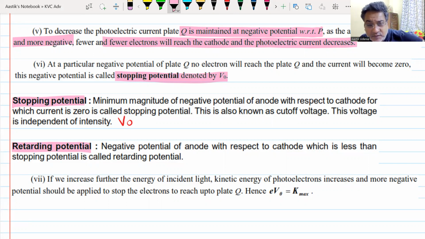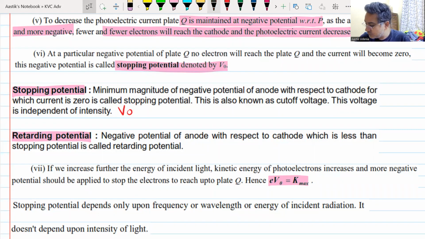What is the relation between stopping potential and kinetic energy? Remember, stopping potential comes when you are able to stop the fastest electron. Therefore, the kinetic energy of the fastest electron will be equal to e into V naught. Do we understand this relation? Yes. I'll give you 2 minutes to note this down.